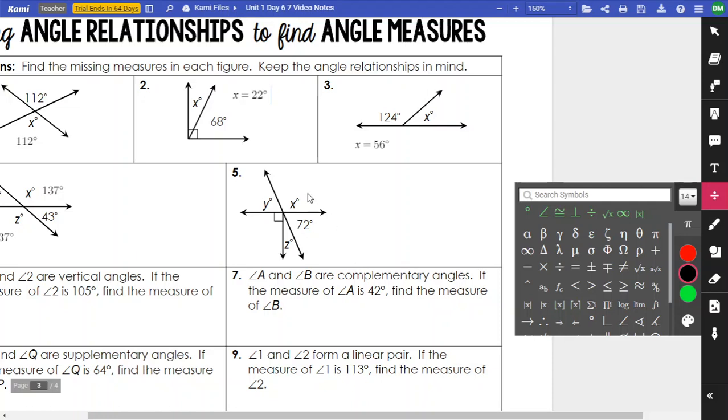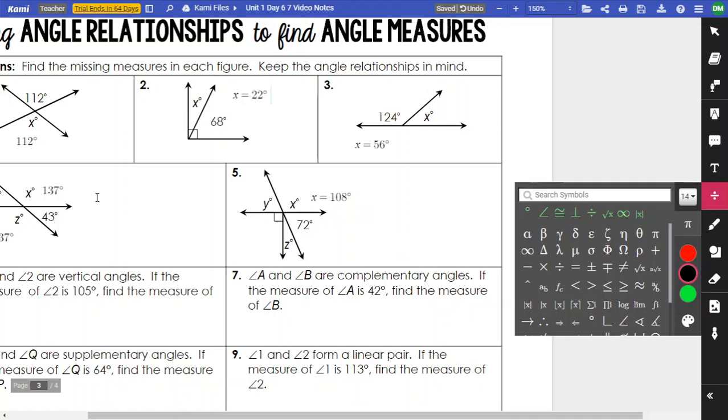Okay, these are a linear pair again, so they are supplementary. So if we say that 180 minus 72 is going to be x, then x is going to be equal to 108 degrees.